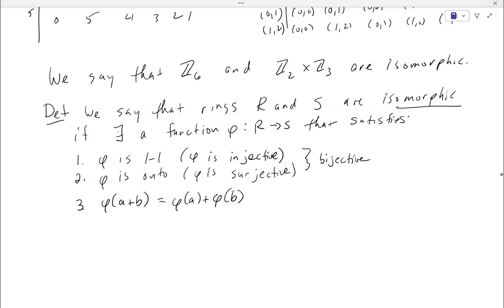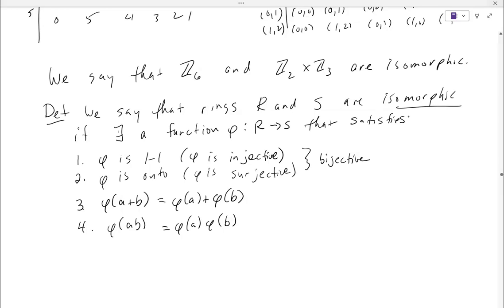It shouldn't matter if they are the same structure. It shouldn't matter where you do the operation. That's what this says. Okay. Now, since rings have 2 operations, I need to make sure that both operations are preserved. So the last one would be phi of A times B would be phi of A times phi of B.